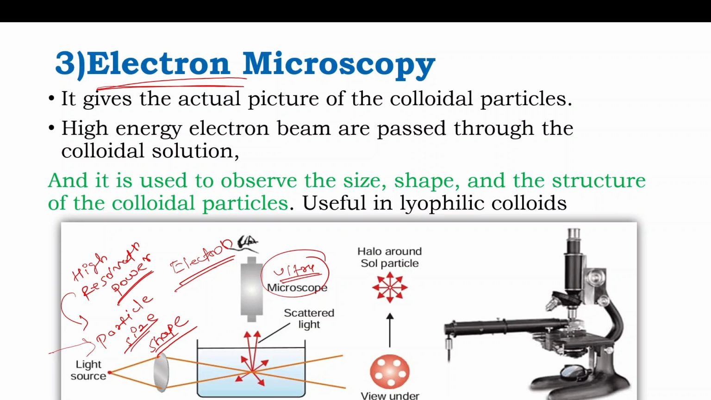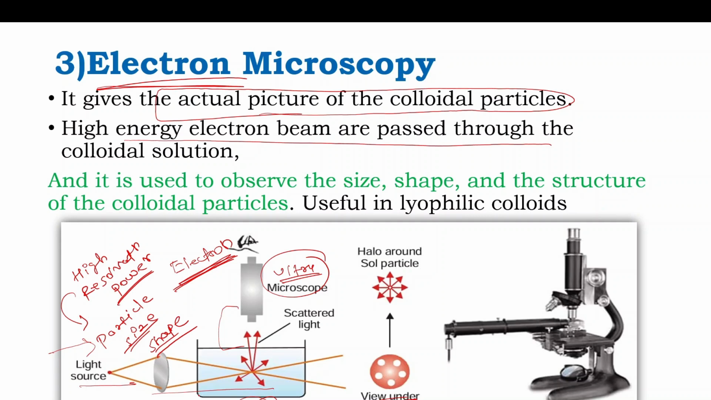So this is the view under the microscope. This is the sol, that is the colloidal solution. This is the light source. We pass this light through the solution and observe at a right angle to it. Electron microscope gives the actual picture of the colloidal particles. A high energy electron beam is passed through the colloidal solution and it appears as a bright spot, and it gives the actual information regarding their size, their shape, and the structure of colloidal particles. So this is about electron microscopy.